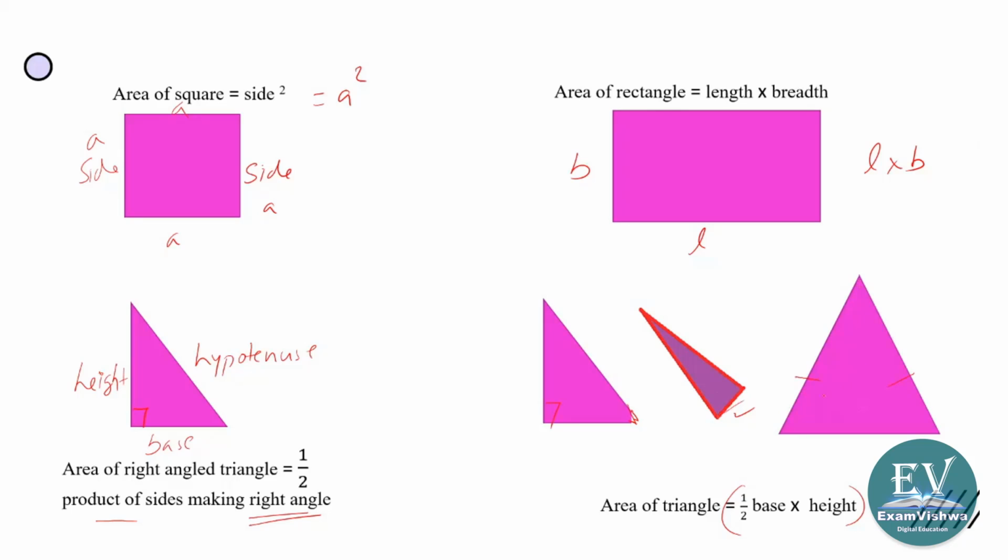In this case, I will change the color of the pen. In the yellow color, the line drawn from the opposite vertex to the base will be the height. Whichever side you take as base, you draw a perpendicular from the opposite vertex to that base, and this will be the height. So all these things are revision and are known to you. Let us try to understand what is in this chapter.